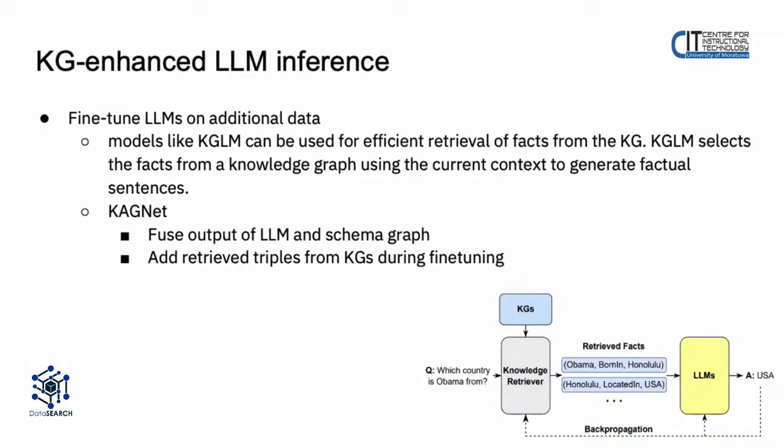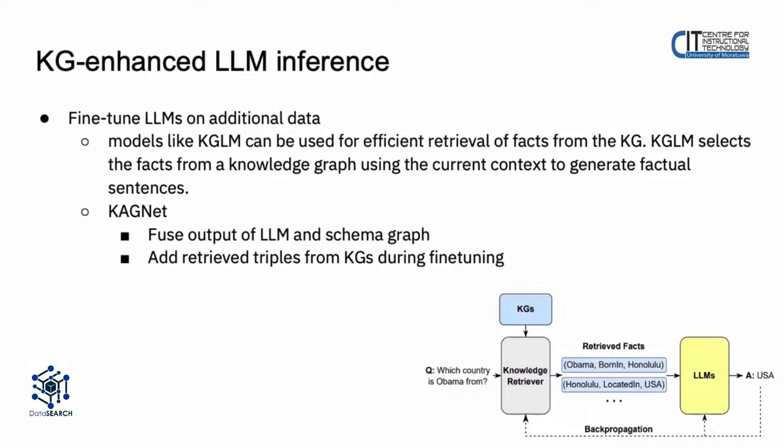You fine-tune LLMs on additional data. And there are a few example models like KGLM. What it does is, given some input text, it would select some facts from the knowledge graph using the current context, and then it would generate sentences based on these retrieved facts, and that would then go to the LLMs as prompts. So you actually modify the prompts that go into the LLMs with facts from the knowledge graph. So that's one way of using this in inference.